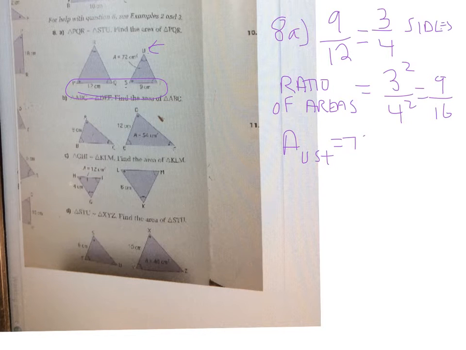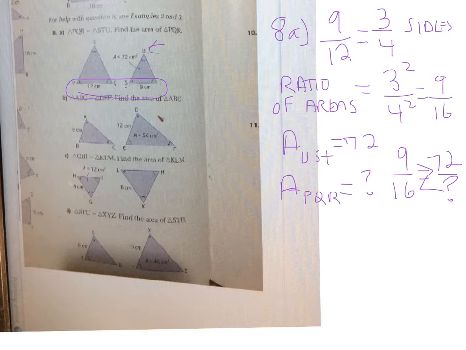Is equal to 72, then the area of triangle PQR is going to be, well, here's how we'll find it. We'll say 9 to 16 equals 72 to x. And we'll do the Z pattern again. So the area of PQR is 16 times 72 divided by 9.